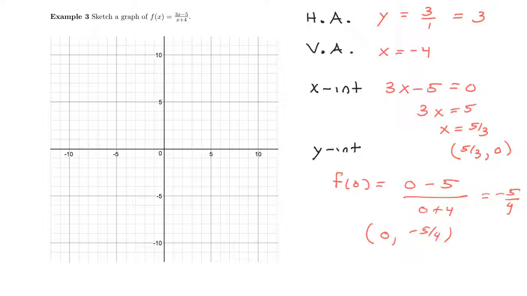I'm going to plot all of these things and sketch in the graph around it. So I'll start with y equals 3, that's my horizontal asymptote. Negative 4 for x is my vertical asymptote. This thing has an x-intercept at 5/3, and that is about 1.7, so just get a rough estimate that that's right about there. And it also has a y-intercept of negative 5/4, which is negative 1.25, so that's roughly here.